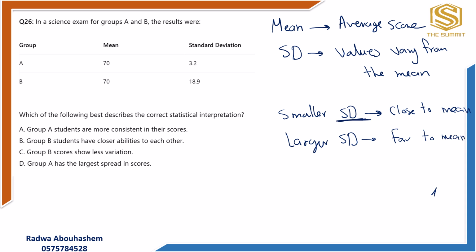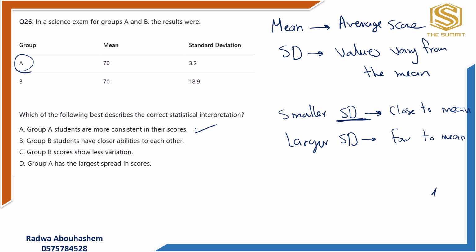So smaller SD means that the results are around 70. But larger SD means that you are getting higher scores or lower scores than the 70. So which one has the highest and more consistent score? Group A. So let me take a look at the choices. Group A students are more consistent in their score.